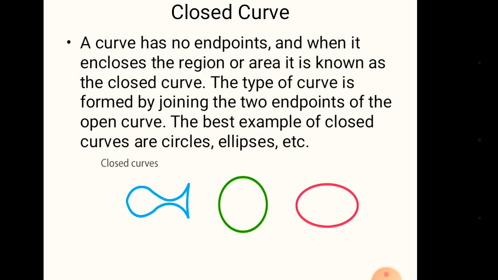So these are the examples of closed curves. As you can see, these curves are closed. Can you see the endpoints? No, endpoints are not there. In this figure also, it is completely closed. So such curves are called closed curves. This figure is also closed. From nowhere it is open. So these are closed curves.